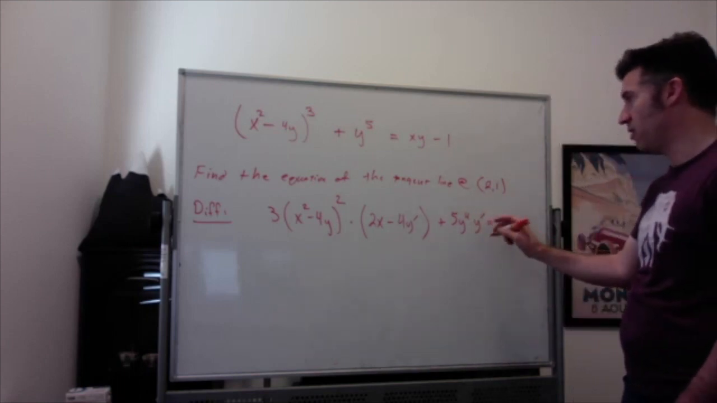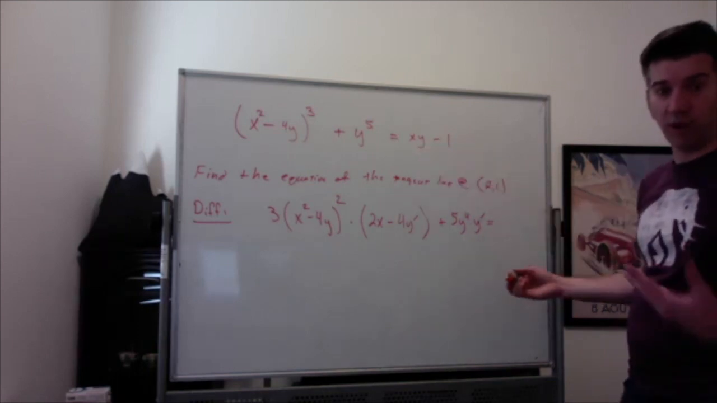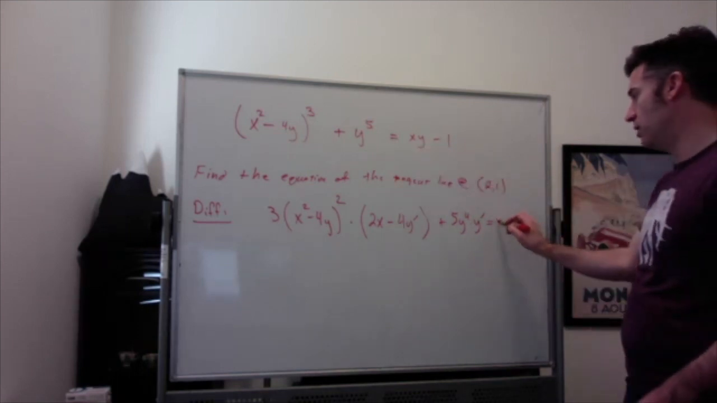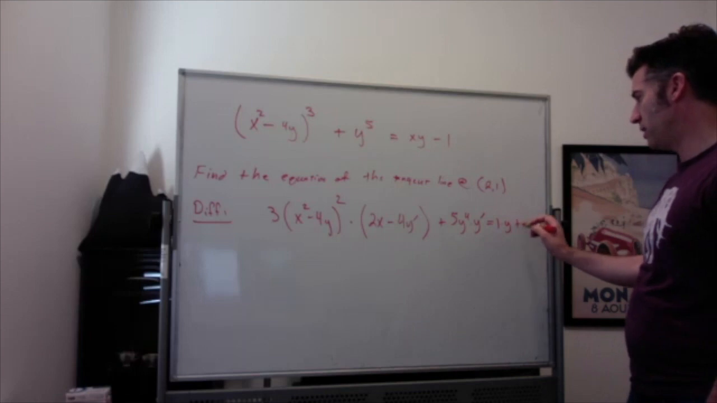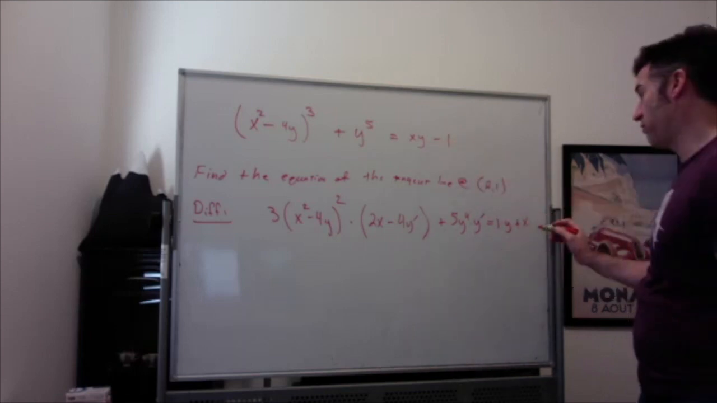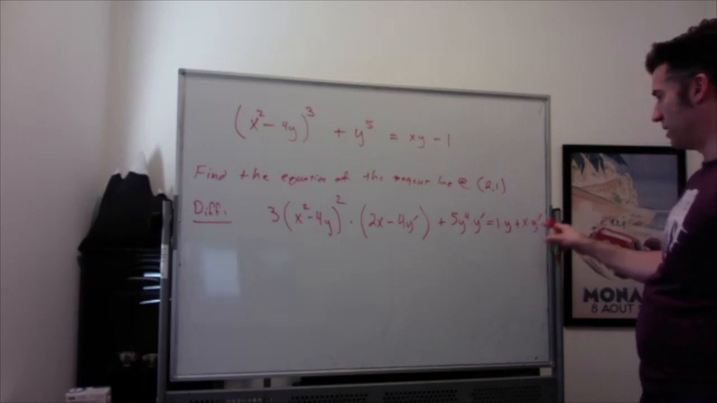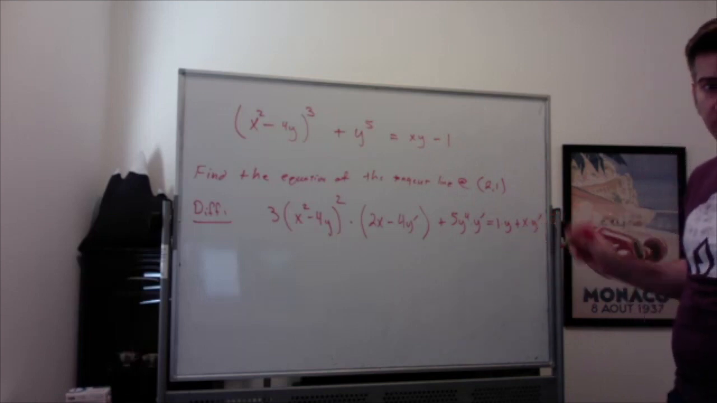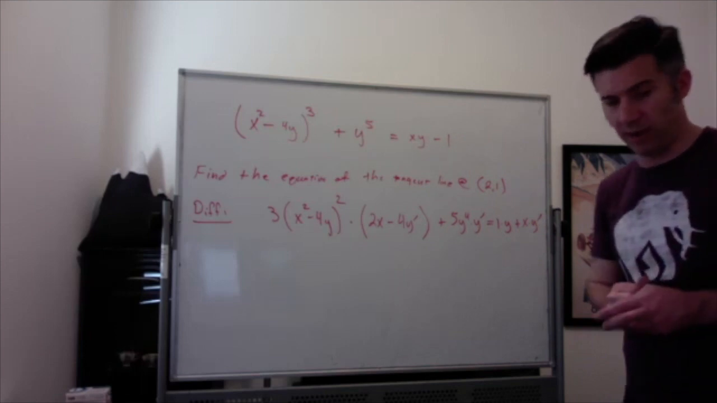Running out of room. I think I can make it fit though. The derivative of x times y, product rule again. Derivative of x is 1, leave y alone, plus now leave x alone, and the derivative of y is y prime, minus 0, because the derivative of 1 is 0. Okay, questions here before I plug in.